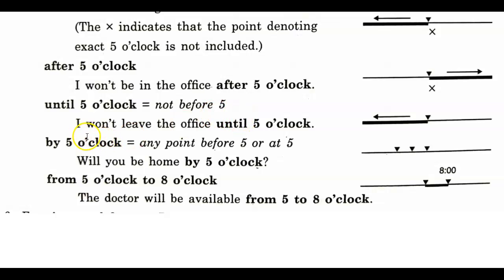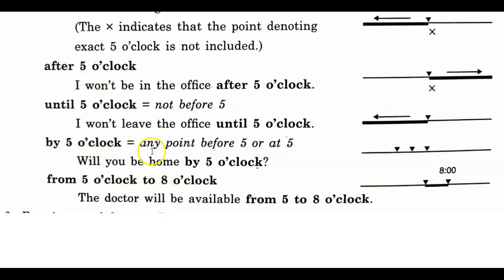Okay. So here the sentence is C. From the sentence, you will easily come to know. I won't leave the office until 5 o'clock. Until 5 o'clock means till it is not 5, I am not going to leave the office. That is, up to 5 o'clock, I am going to be there in the office itself. So this part, before 5 o'clock, is going to be included and not after 5 o'clock.